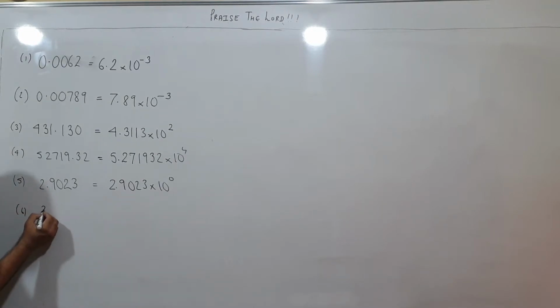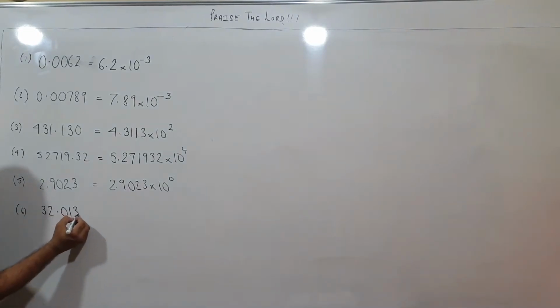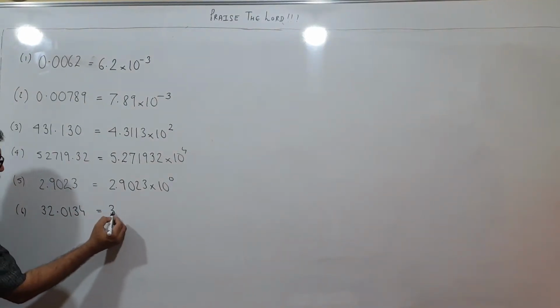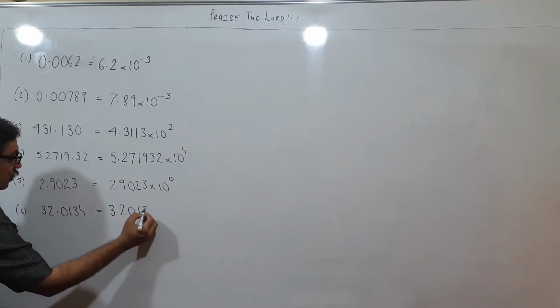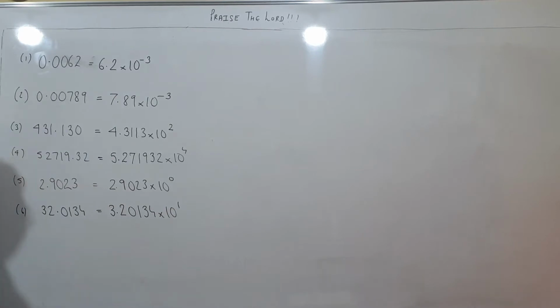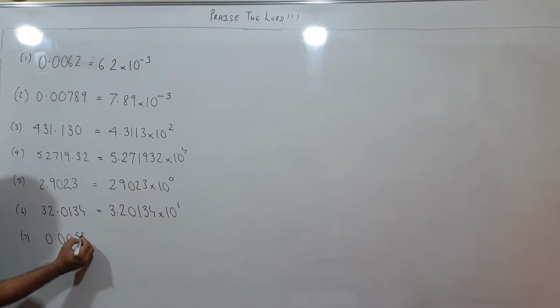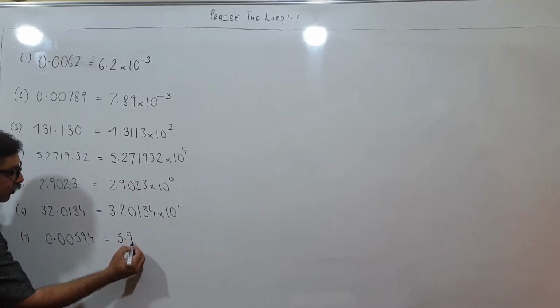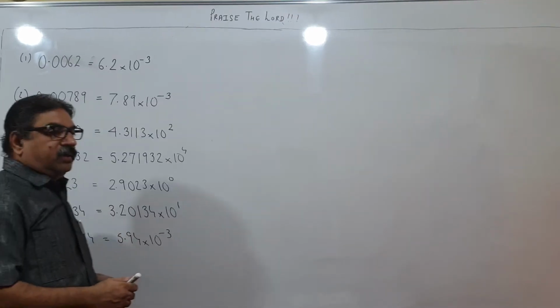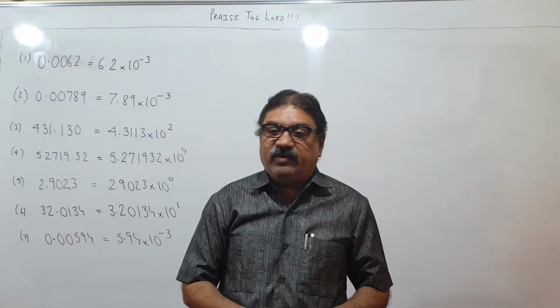So if I am having 32.0134, decimal should come after 3. So this becomes 3.20134 into 10 raised to 1. 1 place I have shifted backward. Then if I have 0.00594, so decimal point should come after 5. So 1, 2, 3. So this becomes 5.94 into 10 raised to minus 3. This way you have to think about the scientific notation.